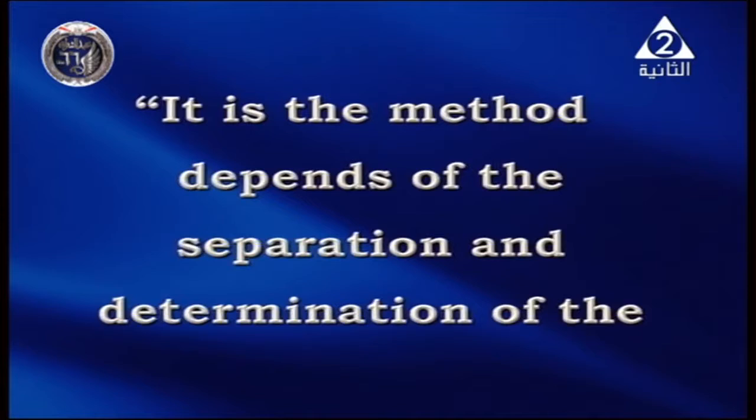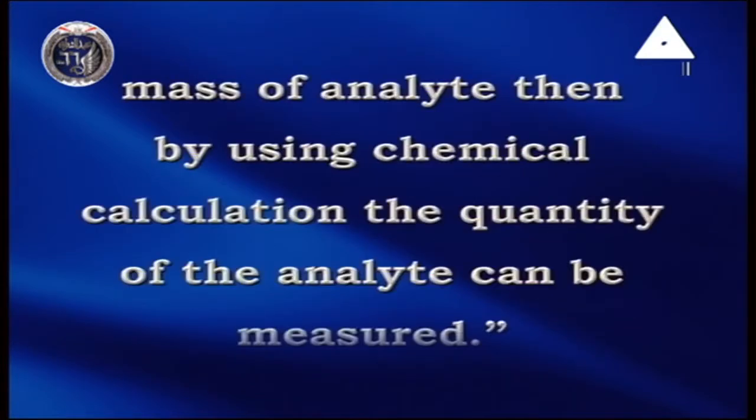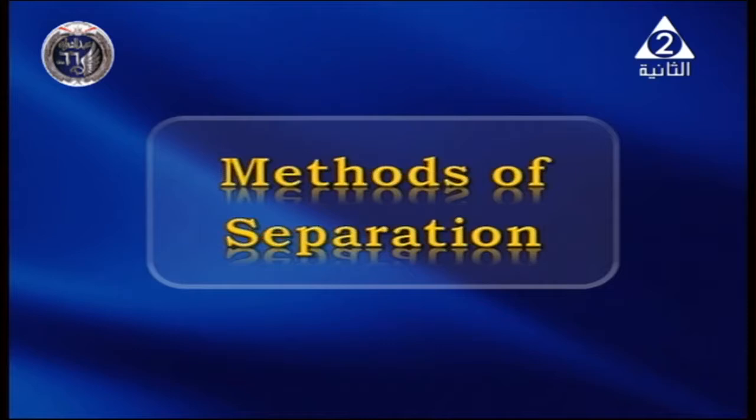Gravimetric analysis is the method that depends on the separation and determination of the mass of the analyte. Then, by using chemical calculation, the quantity of the analyte can be measured. Now, we are going to discuss the methods of separation.